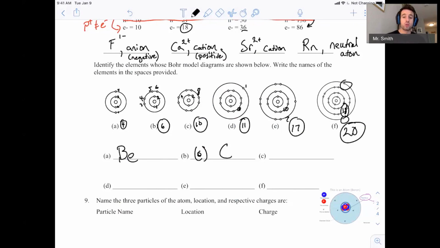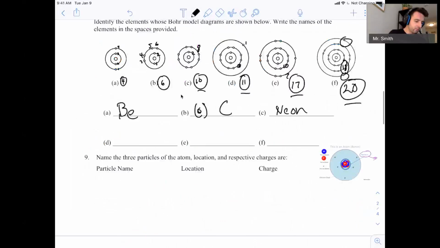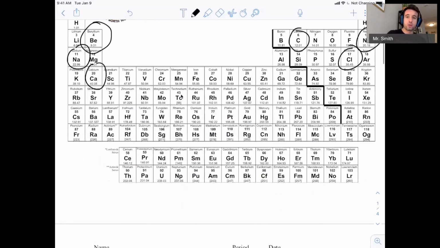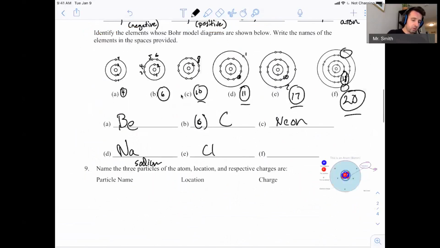So for each one of these, what you're going to do is look at these guys and then find them back up on the periodic table. So pause the video, take a moment to do that. Cool. 10 is neon. 11 is sodium? Yeah, it's sodium. Sodium is Na. 17 is chlorine, and 20 is calcium? Yeah, it's calcium. So yeah, just thought I'd circle those just for you. Calcium, Ca.